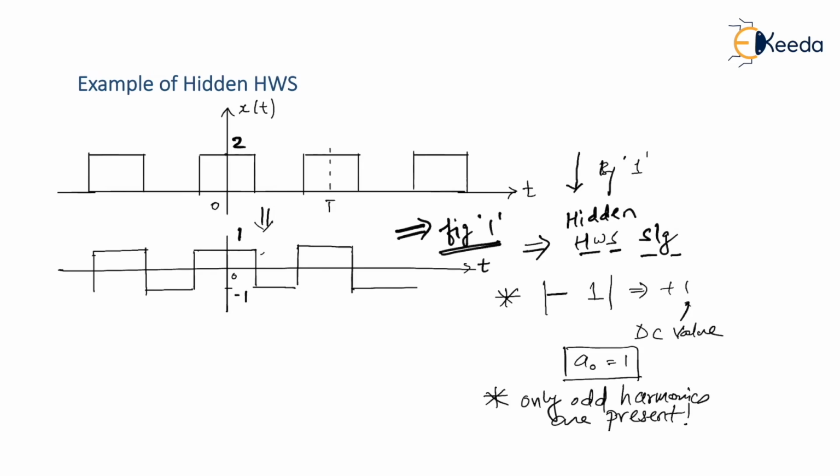So please remember that the similarity is that we always get odd harmonic components, that is omega naught, 3 omega naught, 5 omega naught, 7 omega naught, and so on. That is, even harmonic components are always 0. And in hidden half wave symmetry, DC value is present. In half wave symmetric signal, DC value is always 0. So those are the only 2 points you should remember. And now you are quite eligible to solve some problems on Fourier series.